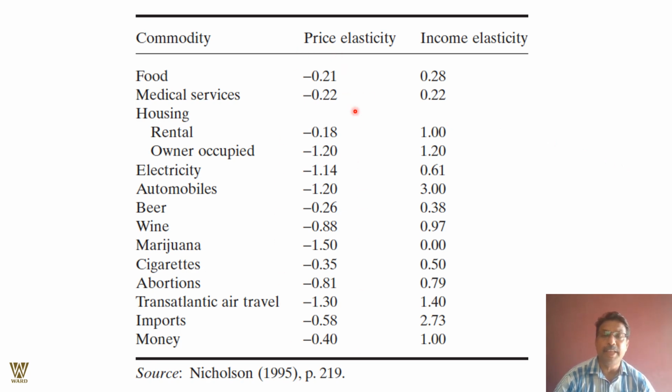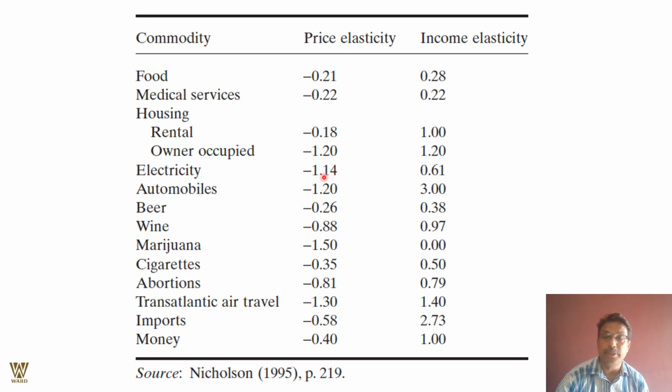Price elasticity for food is minus 0.21, income elasticity is 0.28. Medical services: negative 0.22 for price, 0.22 for income. Rental price elasticity is negative 0.18, income elasticity is 1. See, this is perfectly so. You need a roof over your head no matter what. Owner-occupied housing: negative 1.2 and 1.2. Absolutely inelastic altogether. Electricity might change.